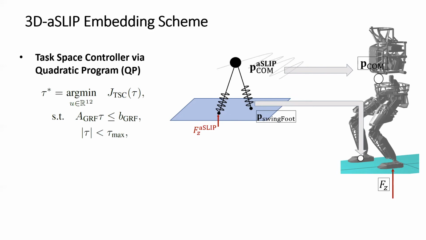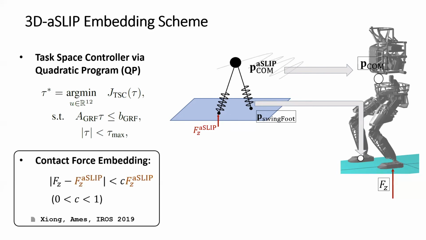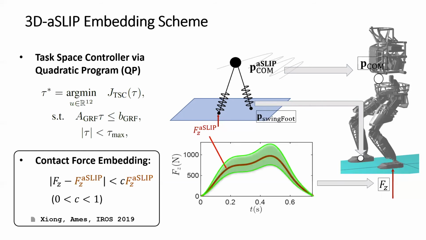Thus, we apply the contact force embedding, which was proposed in our previous paper. What it does is to make sure that the actual ground normal force is in the range of the ground normal force of the A-SLIP. This ensures smooth transition between the domains.